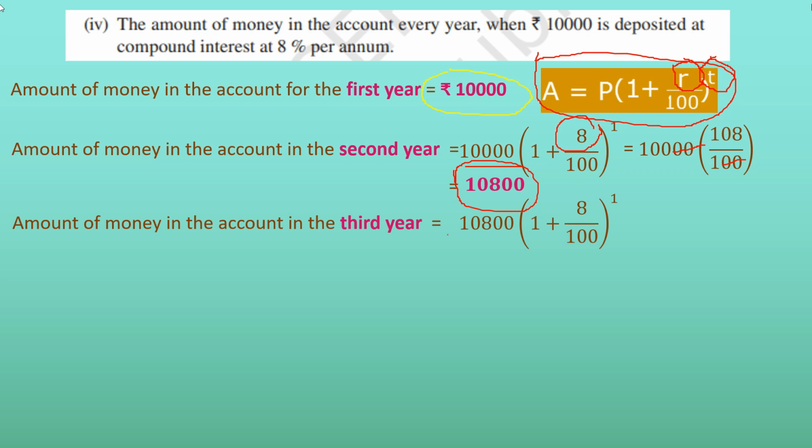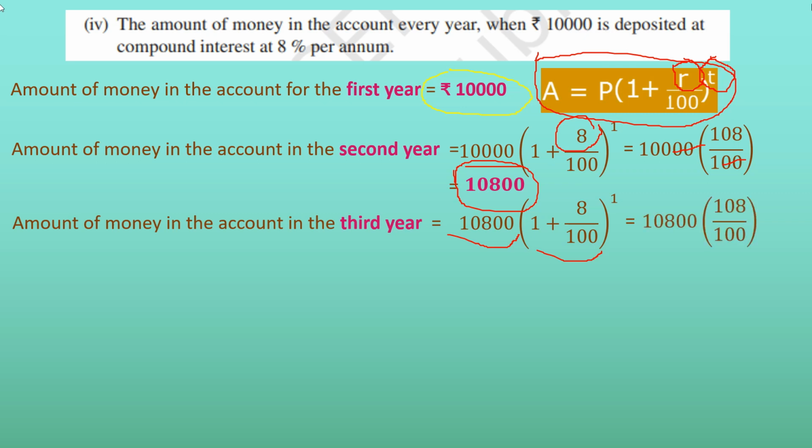So 10,800 would be the principal for the third year. 8% is the rate of interest, and the power is 1, because from the second to the third year, how much time period is there? 1 year. We'll solve the bracket first, 1 plus 8 upon 100, and you'll get 108 upon 100.